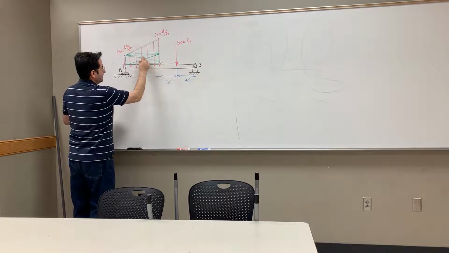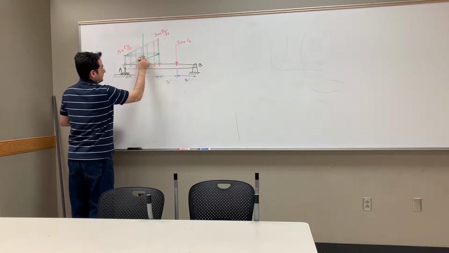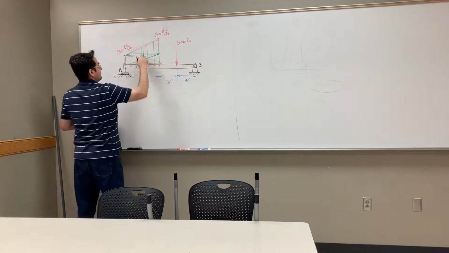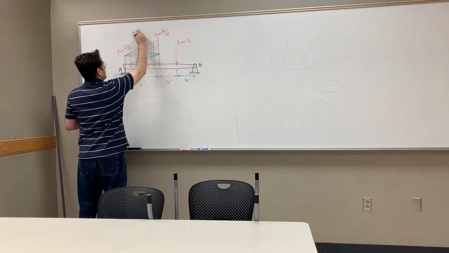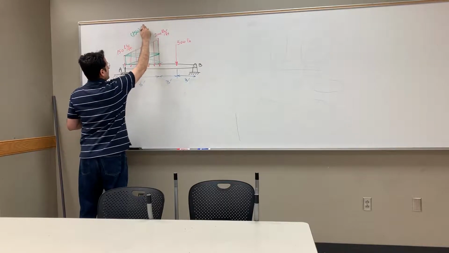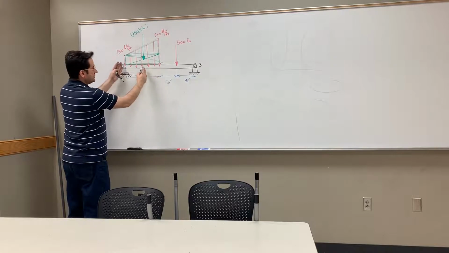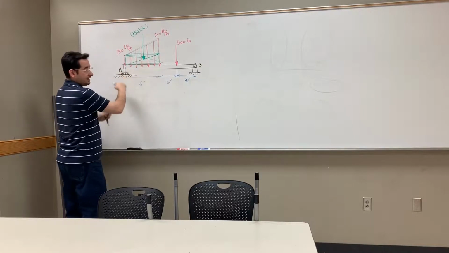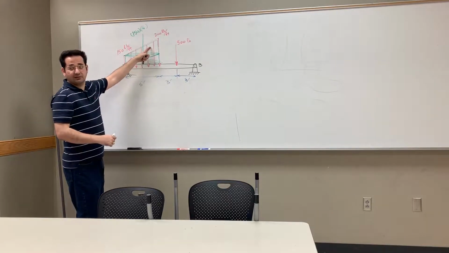The centroid is just at the center. I put the point load, you see that? And its value is 150 times 6. And the location is half of this distance, which is 3 from point A. Right? Now let's go to this triangle.